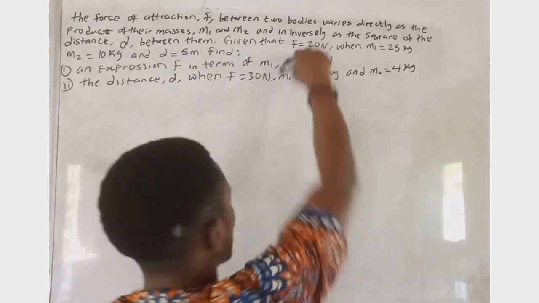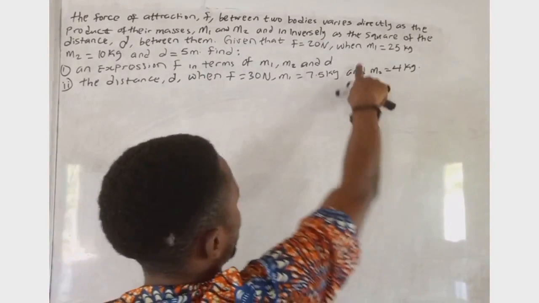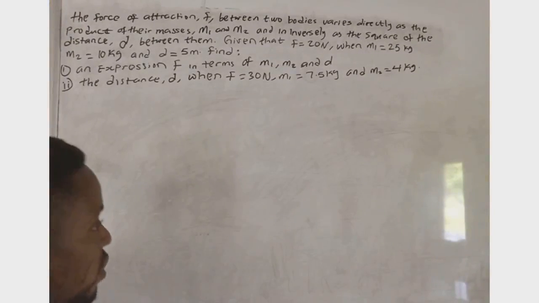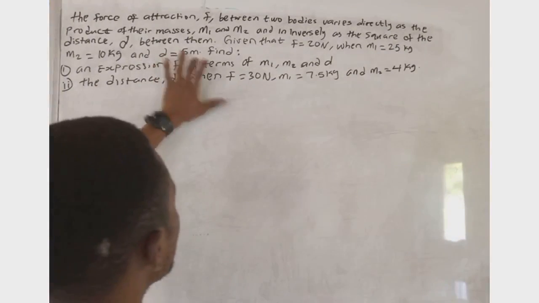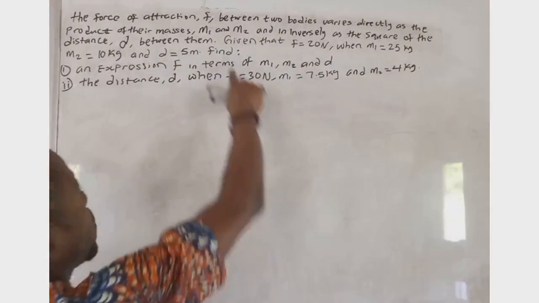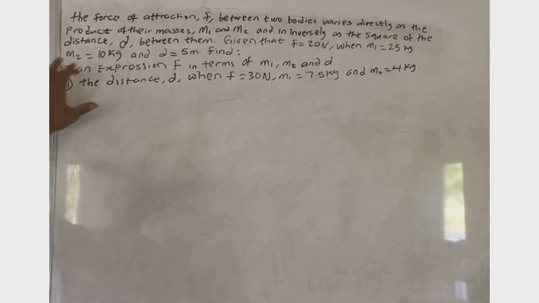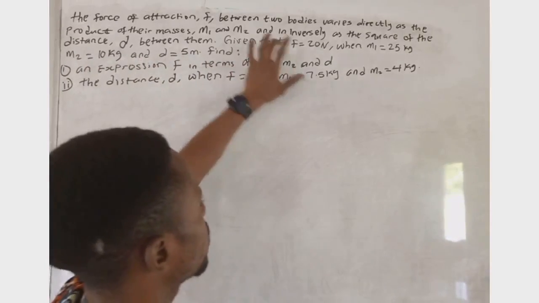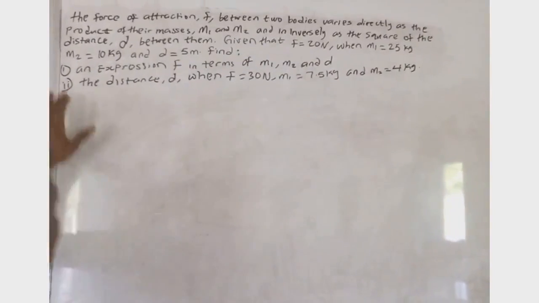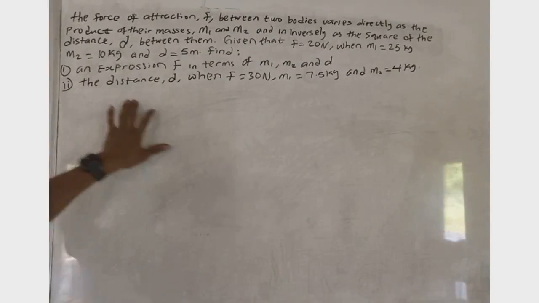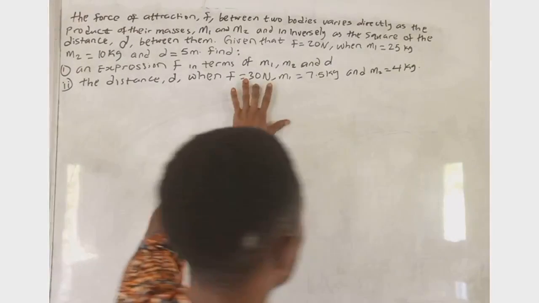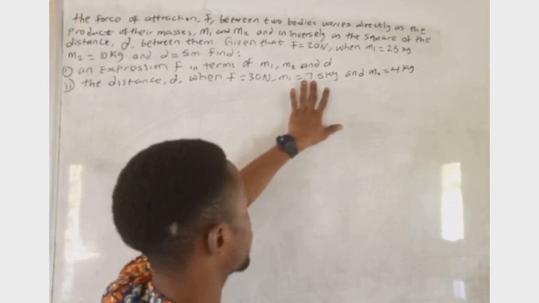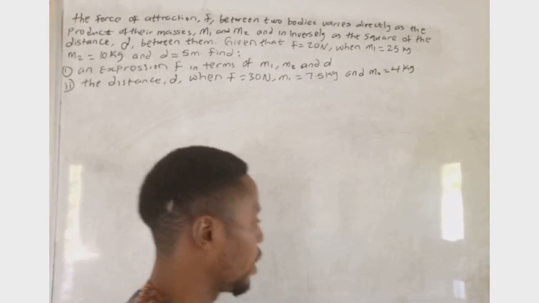Given that F is equal to 20 Newton, when m1 is equal to 25 kilogram, m2 is equal to 10 kilogram, and the distance d is equal to 5 meter. We want to find, one, an expression for F in terms of m1, m2, and d. The second question: find the distance d when F is equal to 30 Newton, m1 is equal to 7.5, and m2 is equal to 4 kilogram.